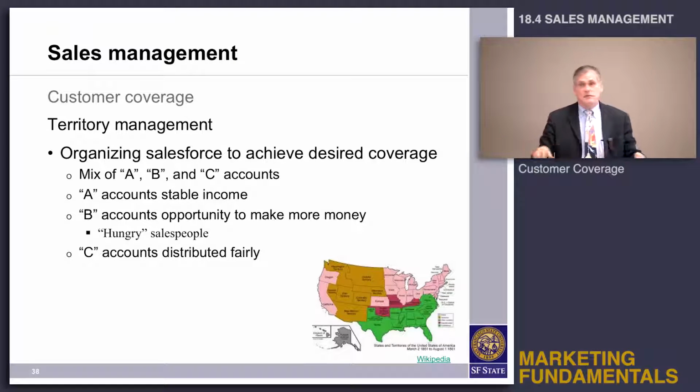And then the C accounts I would want to distribute fairly. It's just recognizing that if I have a problem in one of those C accounts that requires a sales call, it's probably not in my salesperson's best interest to make that call because there's not going to be enough business to justify the expense. So I just want to make sure that that is distributed fairly amongst the sales force so nobody feels like I'm getting all of the bad accounts or all of the good accounts.